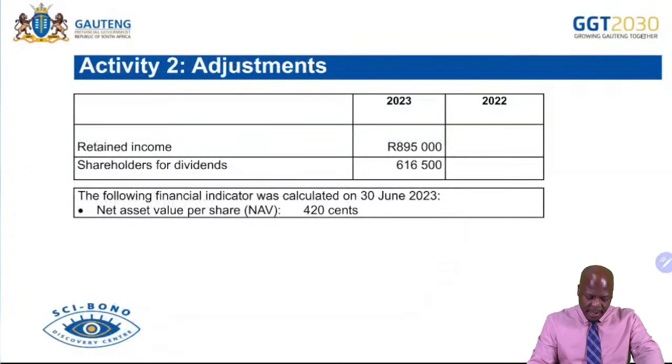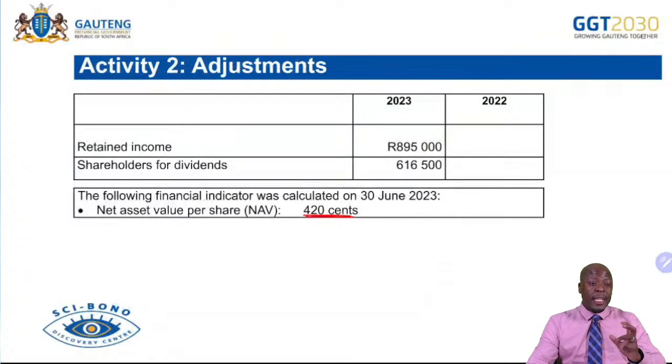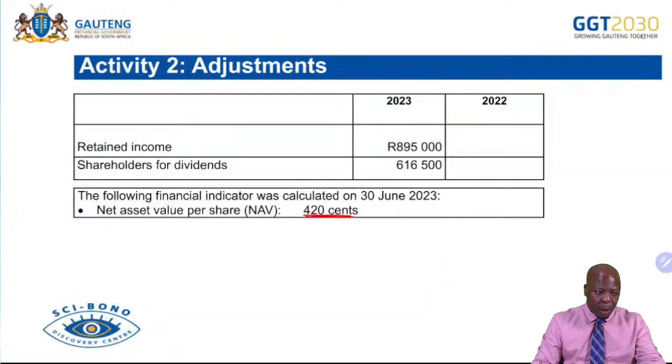In the next adjustment, it then says, the following financial indicator was calculated on 30 June, the NAV of 420 cents. We understand that when you are preparing the statement of financial position and you're given the NAV and you want to get your shareholders' equity, you must get the number of shares. In this question, the number of shares was not given. However, what they gave us is what I showed you in the previous adjustment, where they had given us the final dividend of 45 cents, and then they gave us shareholders for dividends. So they wanted us to calculate the number of shares here.